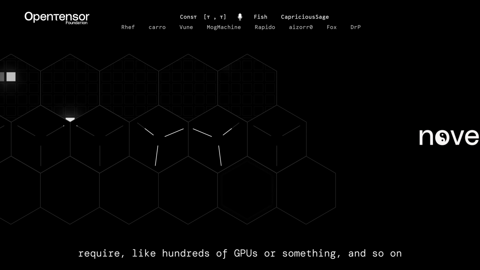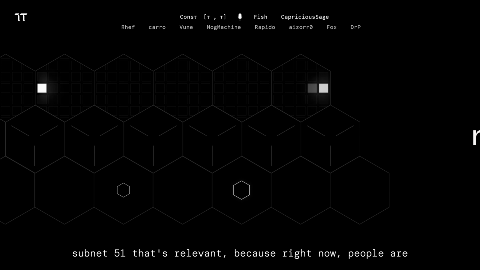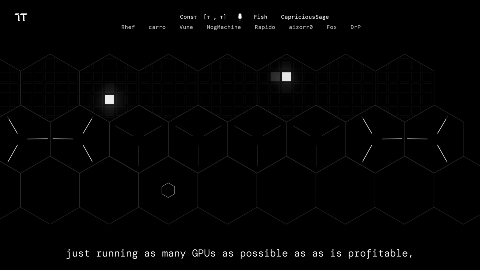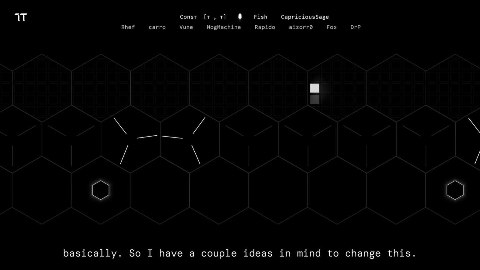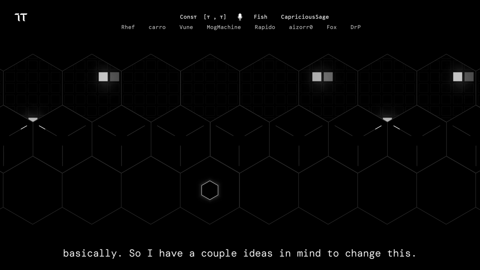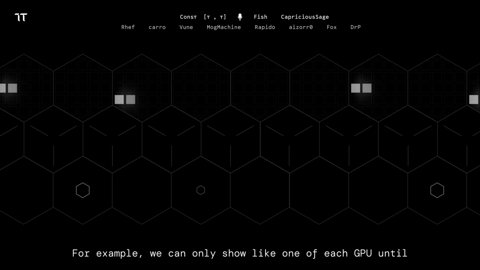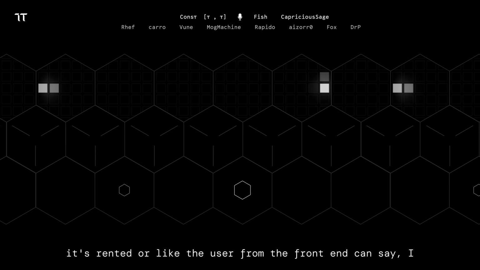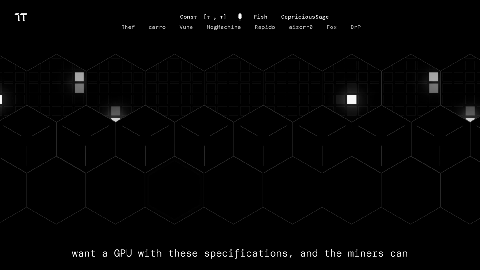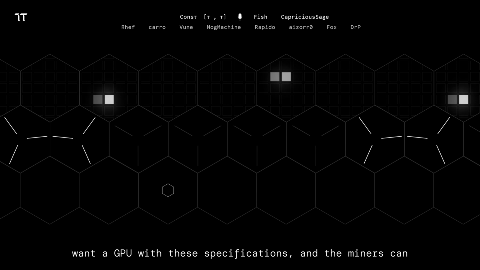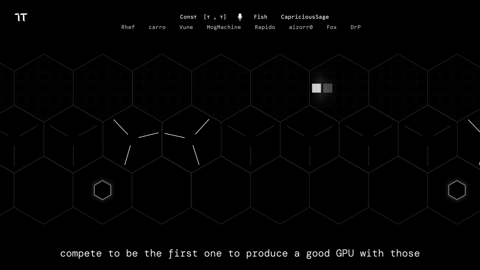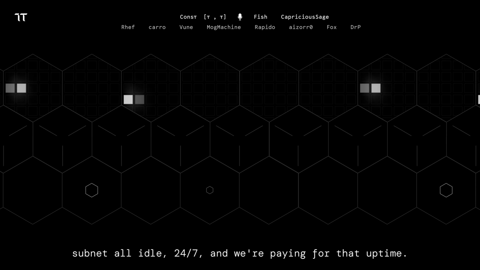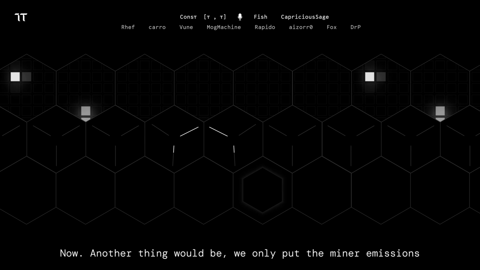And so on Subnet 51, that's relevant because right now people are just running as many GPUs as possible as is profitable, basically. So I have a couple ideas in mind to change this. For example, we can only show one of each GPU until it's rented, or the user from the front end can say, I want a GPU with these specifications. And the miners can compete to be the first one to produce a good GPU with those specifications. But they're not basically sitting on the subnet all idle 24/7, and we're paying for that uptime now.